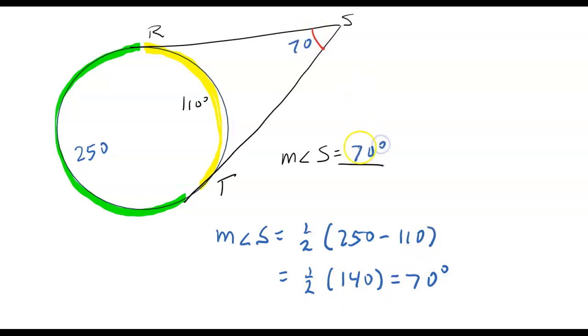Okay, here's a little shortcut. Anytime you have an angle formed by two tangents to a circle, the angle is always going to be the supplement of that arc that's closest to it. All right?